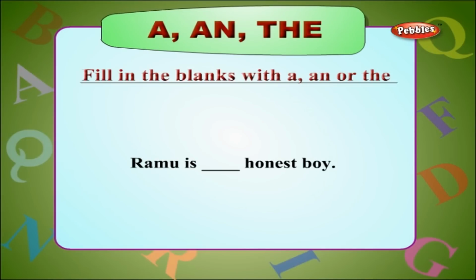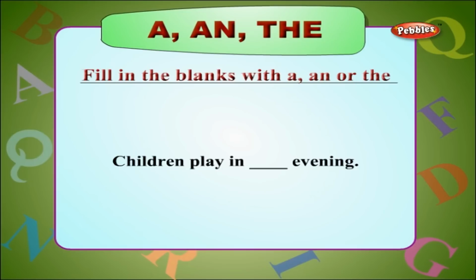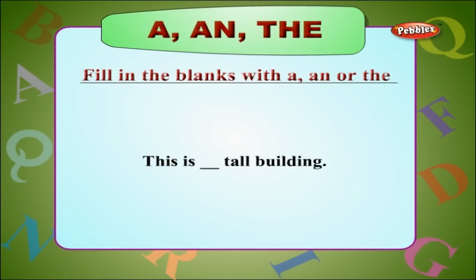Ramu is dash honest boy. Here we should use a. Ramu is a honest boy. Children play in dash evening. Here we should use the. Children play in the evening. This is dash tall building. Here we should use a. This is a tall building.